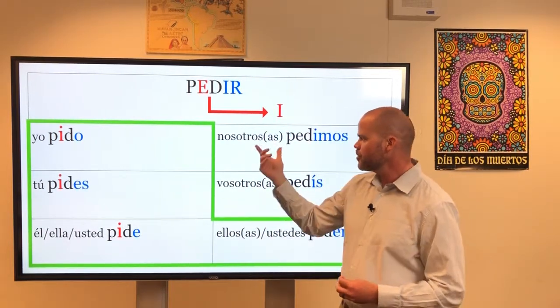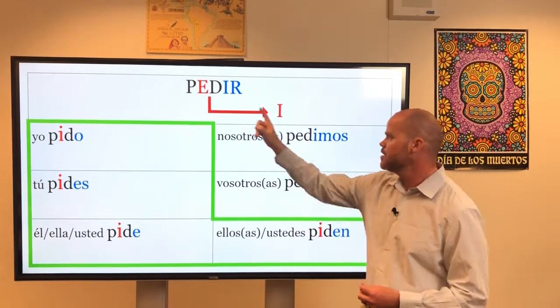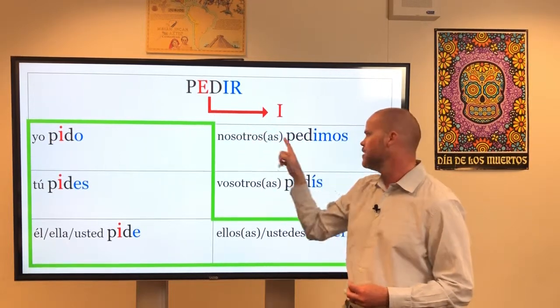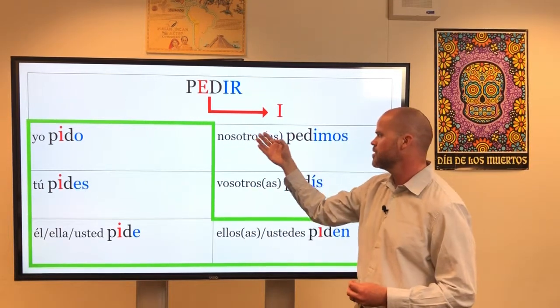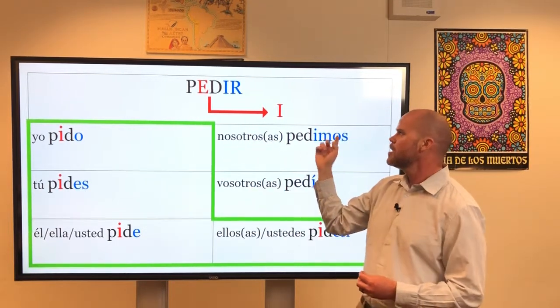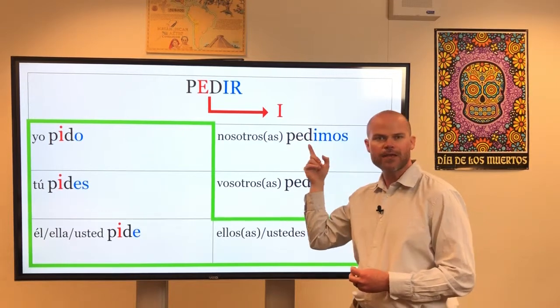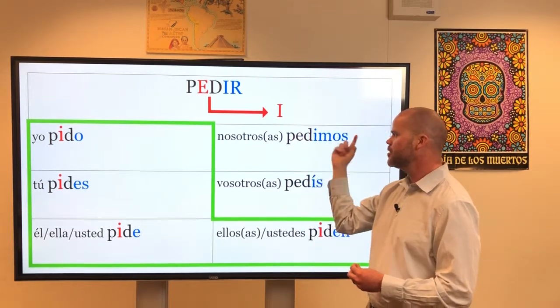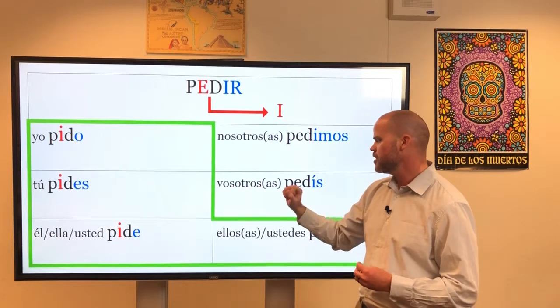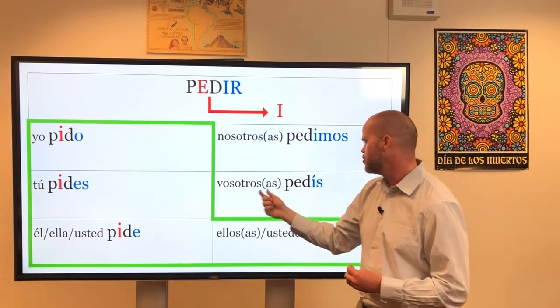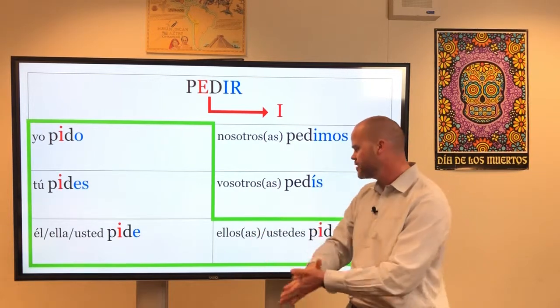When we get to the nosotros, notice the E is not changing to an I. The E remains intact because it's outside of the boot, right? Here's the boot. Nosotros is outside, so we don't say pidimos, we say pedimos. Nosotros pedimos, and that is we ask for. Again, vosotros is also outside the boot, so vosotros pedís would be you all in Spain ask for.